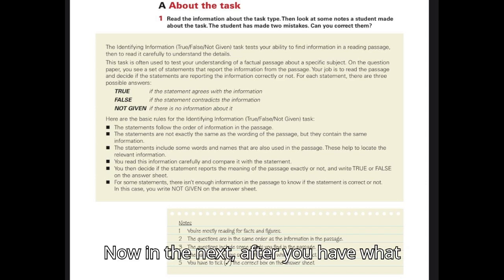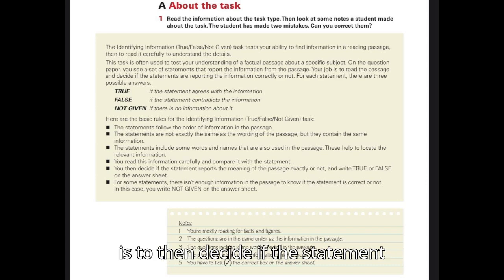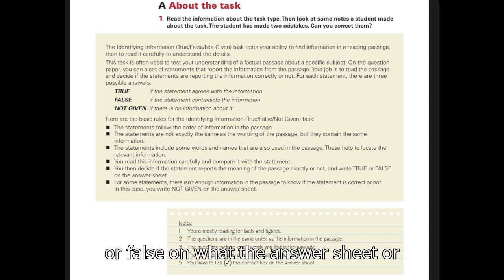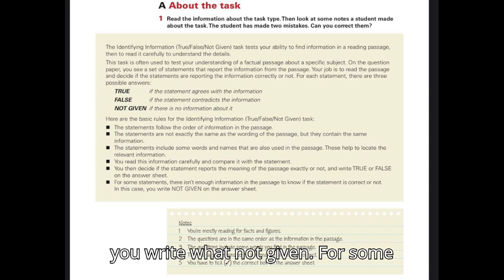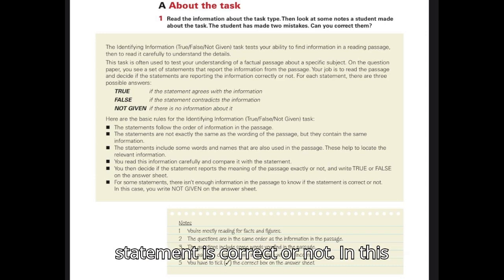Now, the next: after you have read the information carefully and compared it to the statement, the next thing you need to do is to decide if the statement reports the meaning of the passage exactly or not, and write true or false on the answer sheet, or you write not given. For some statements, there isn't enough information in the passage to know if the statement is correct or not. In this case, you write not given.